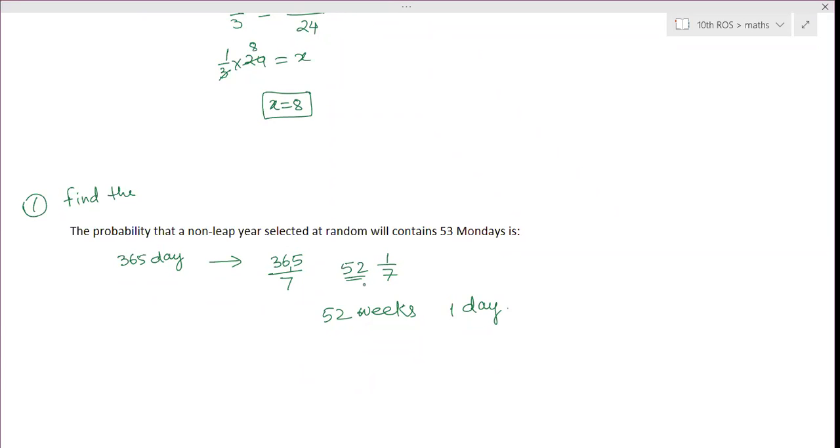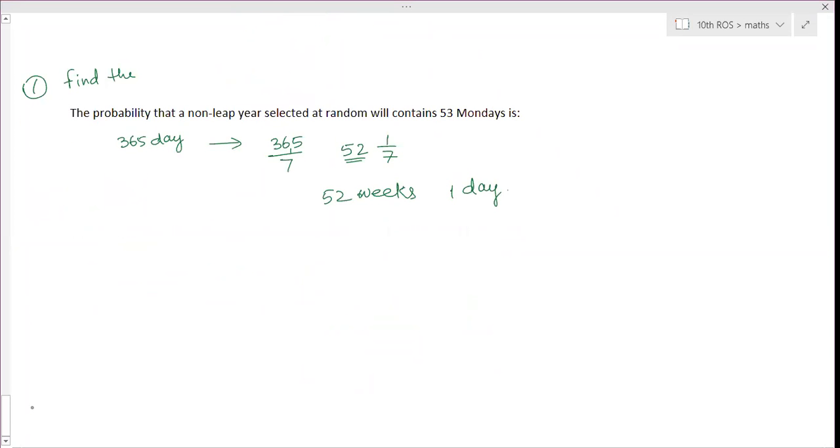What is the probability that one extra day is a Monday? Yes, 1/7. Yes, 1 out of 7. That one day can be any day of the 7 days. So what is the probability of having a Monday? It's 1/7, 1 out of 7 days.